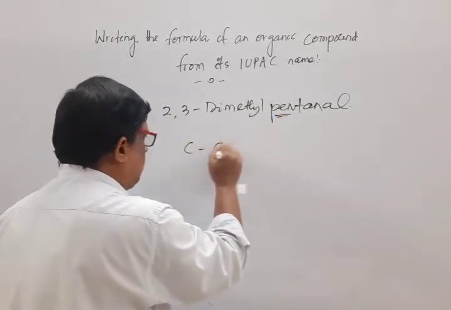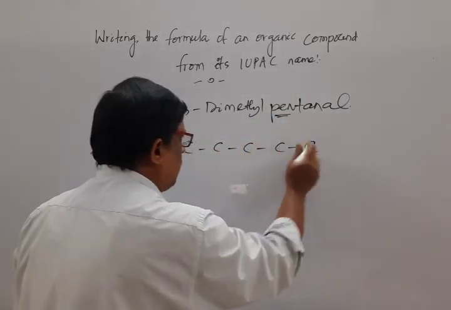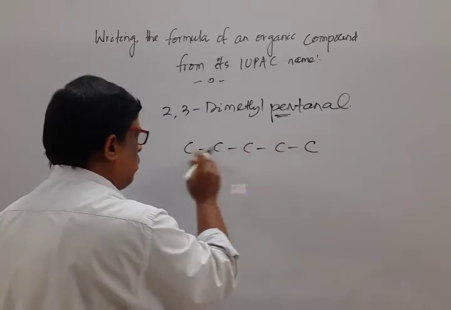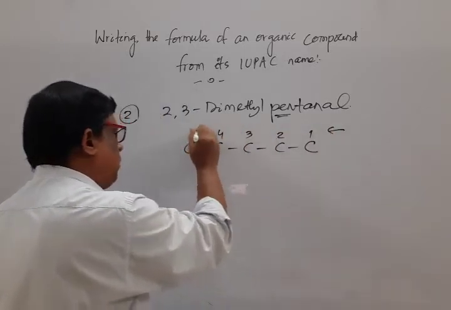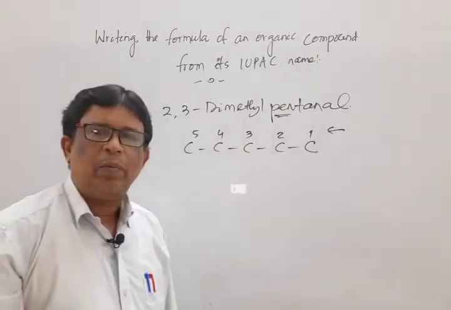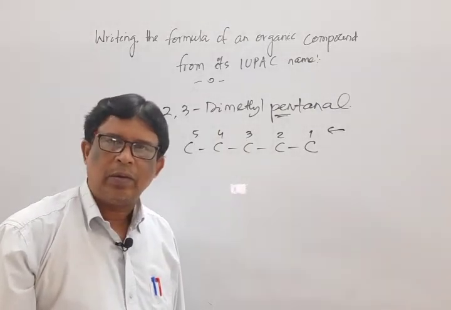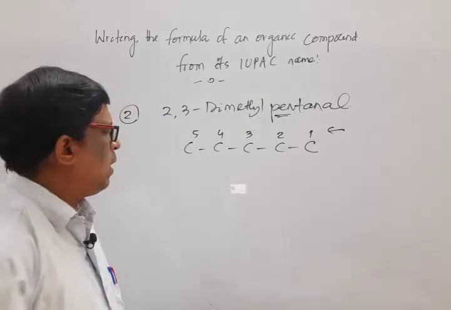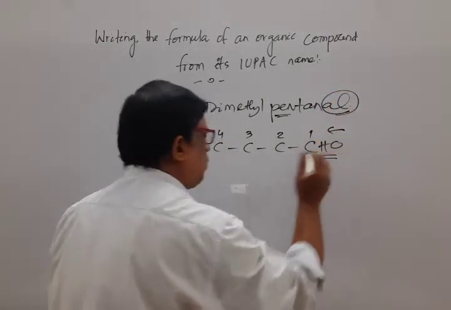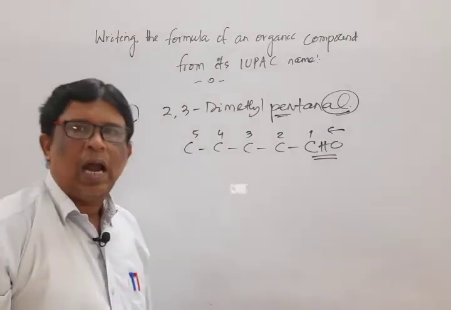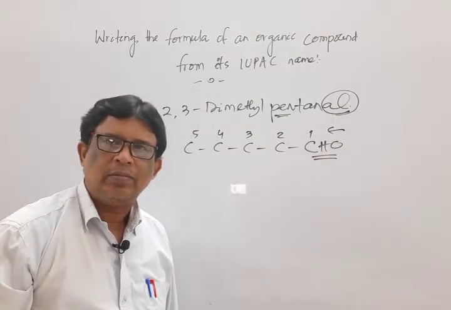Pent. 1, 2, 3, 4, 5. Next, numbering 1, 2, 3, 4, 5. The numbering you may go from left to right or right to left. Okay. Next, mark what is the suffix: Al. Al indicates that the functional group is aldehyde, CHO.